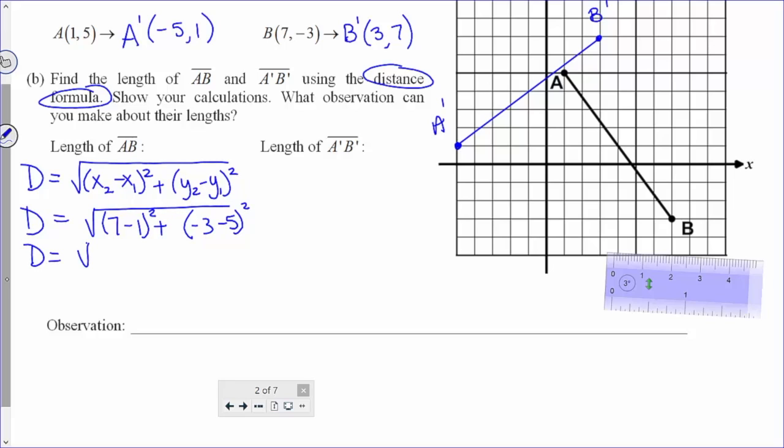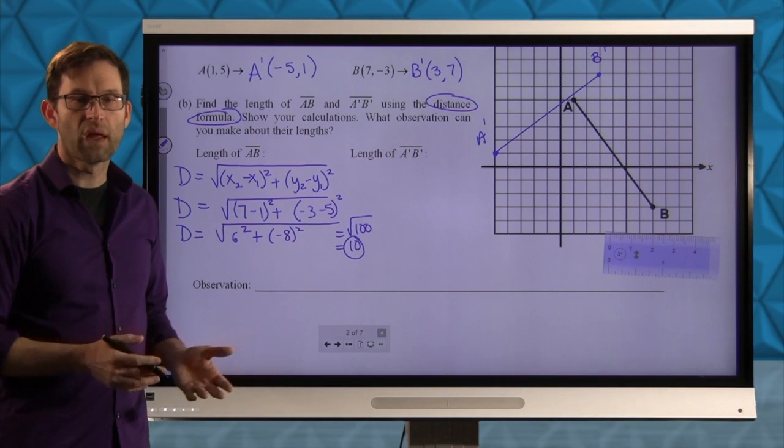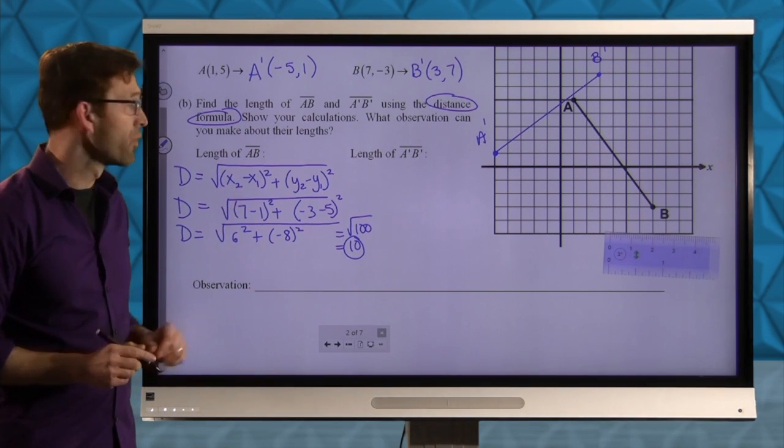I'm going to very quickly run out of room, but I'm going to have 6 squared here. I'm going to have negative 8 squared there. When I do all of that, I'll get the square root of 100, and that'll give me a length of 10. Not too bad. Again, sorry about running out of room.